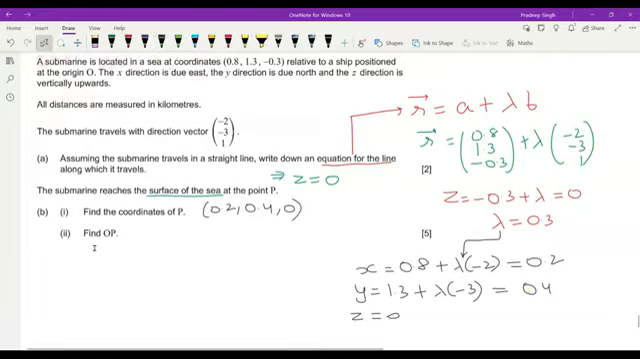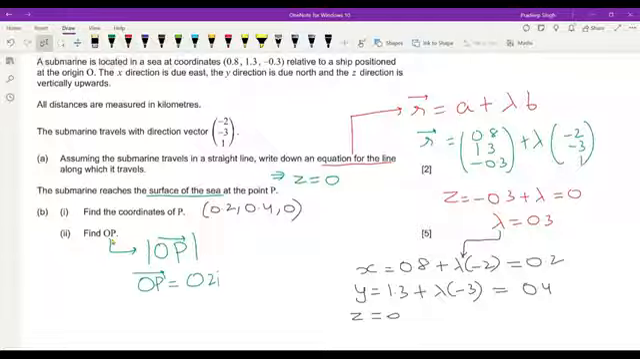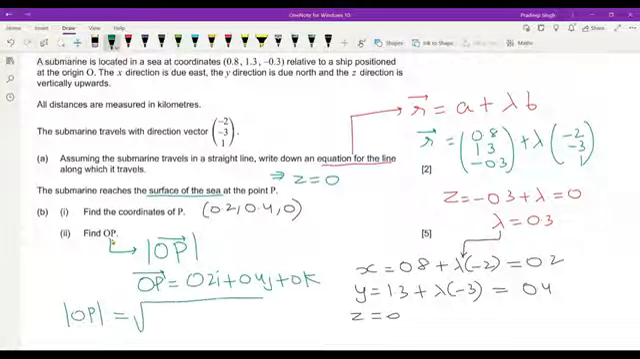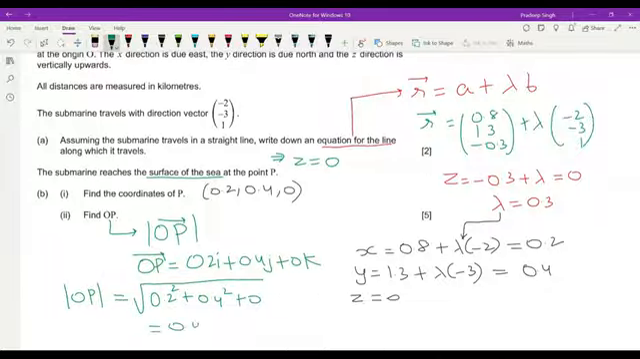B2 part, find OP. OP is the length of the line segment OP, which in this case we will represent as the magnitude or the modulus of vector OP, because that's the definition of magnitude, the length of the line segment. OP vector, let's write down, will be written as 0.2i plus 0.4j plus 0k. And we use the formula square root of x squared plus y squared plus z squared. So the magnitude will become this. And if you solve this square root expression, we'll get 0.447 as the answer.